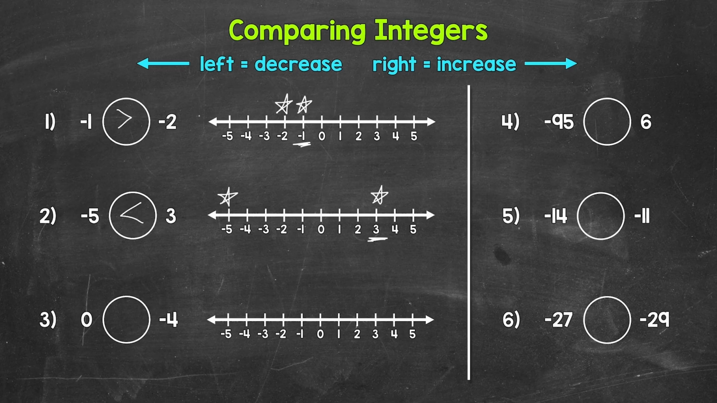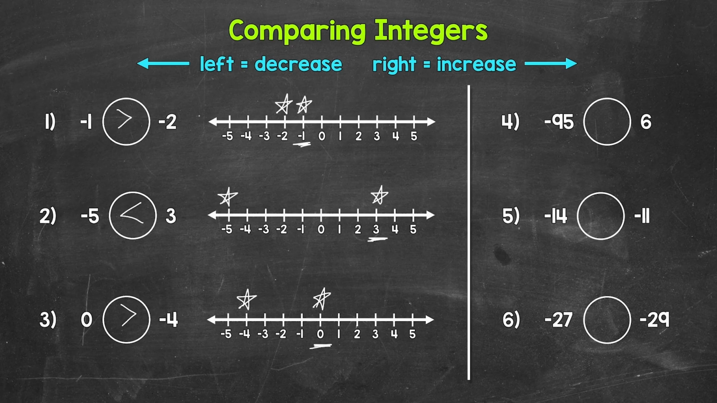Let's take a look at the number line. 0 is right here, and -4 is right here. 0 is further to the right on the number line, therefore it's greater than -4. So reading this from left to right, 0 is greater than -4. And to go off of this, whenever we have 0 and a negative, 0 is always going to be greater than a negative.